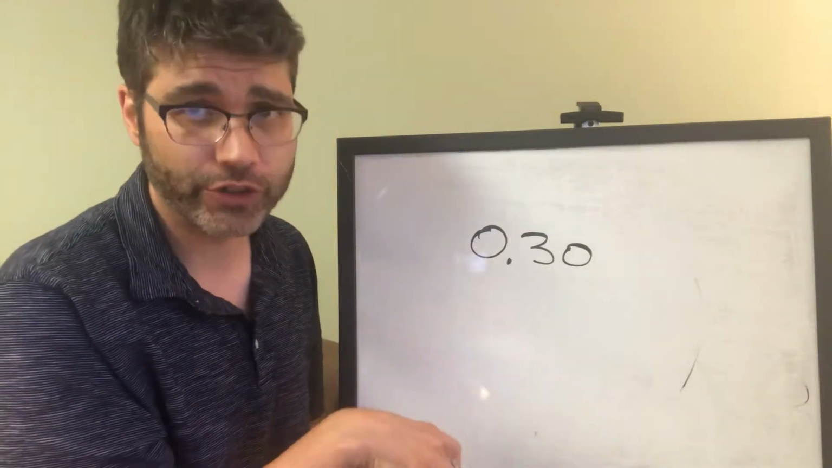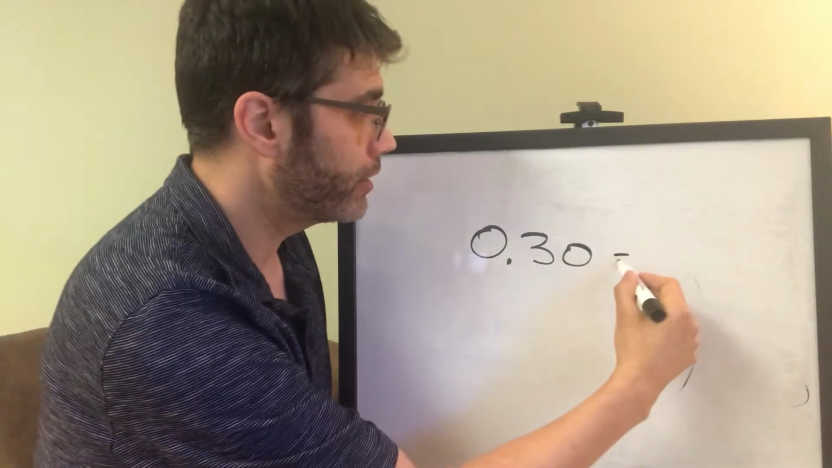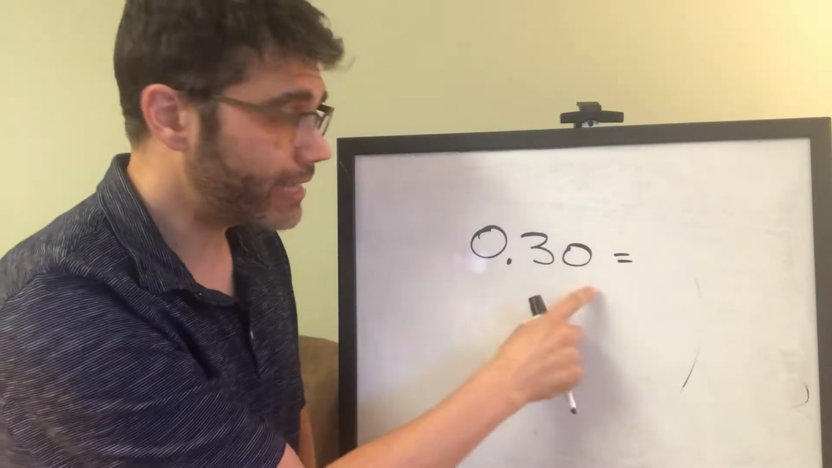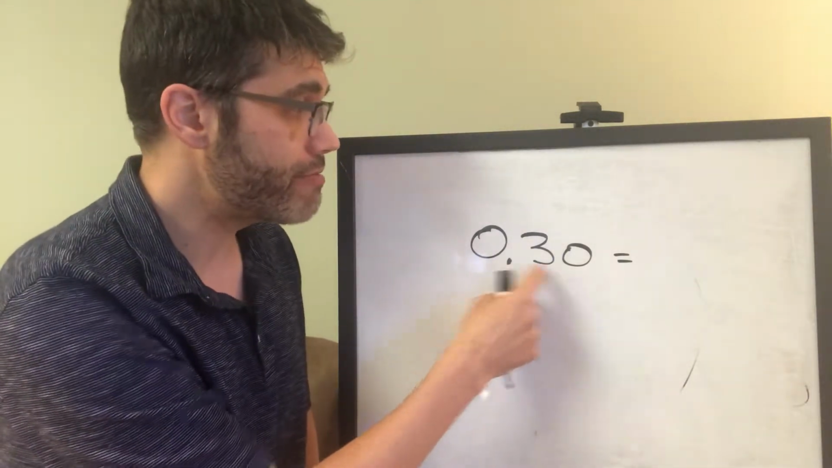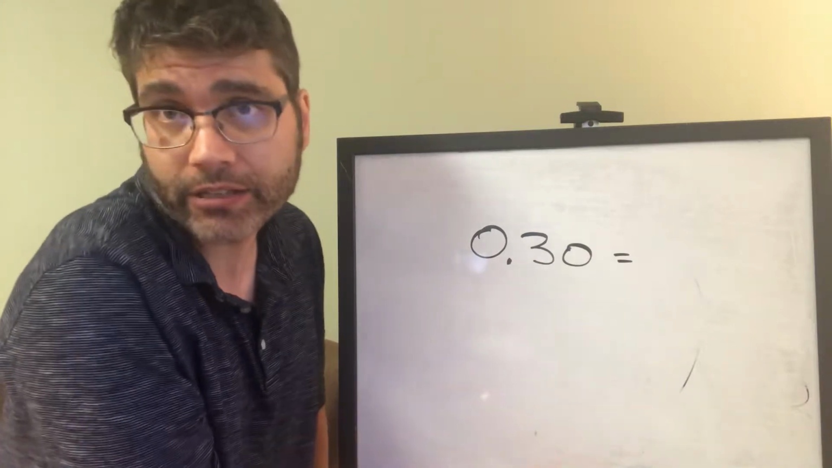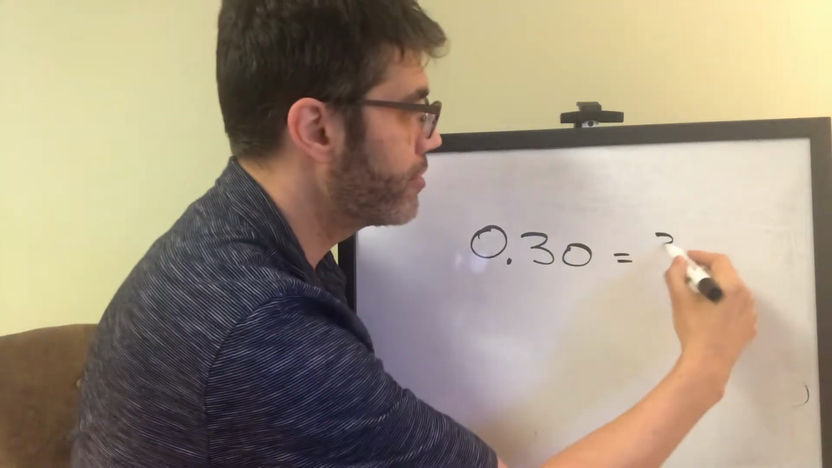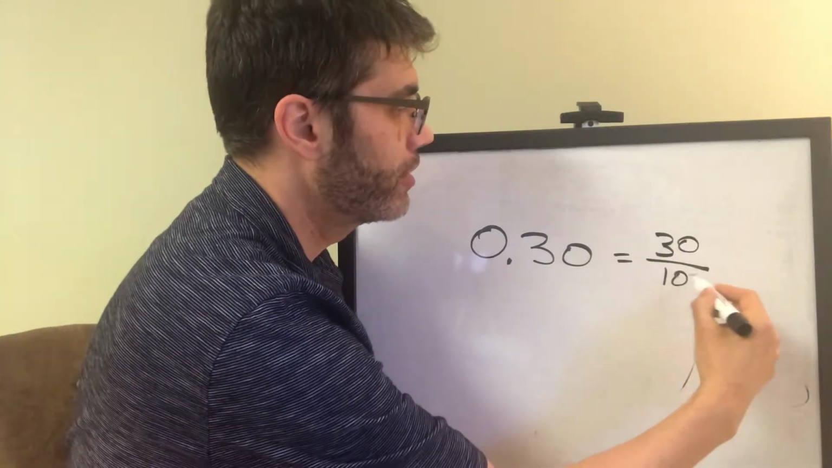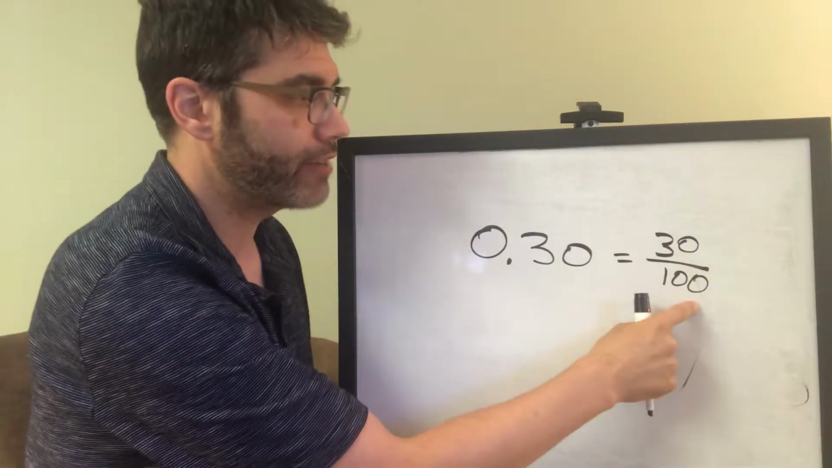Percentage means out of 100. So remember, if you can say it, you can write it. So if you can say 30 hundredths, then you can write it as a fraction. So 30 hundredths. This is how you convert this decimal into a fraction.